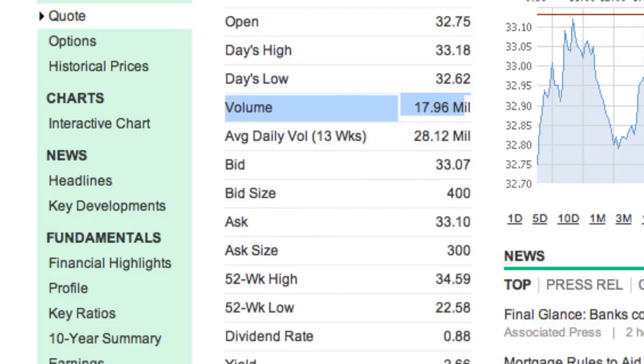So when a person comes to this page and goes straight to the volume, they might say, oh wow, almost 18 million shares were traded. That number really doesn't mean a lot. It just sounds like a lot of shares. So you've got to put that in context. You've got to figure out what percent of the company was actually traded. And that's what we're going to do when we go back to the slides.